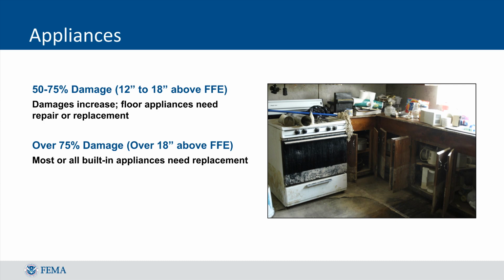In short, it is important to gauge how many appliances are in the home and where they may be within the home to determine the level of damage. Damage over 75% typically occurs in high levels of flooding or when the home has sustained major damage and all of the built-in appliances in the home are in need of replacement.